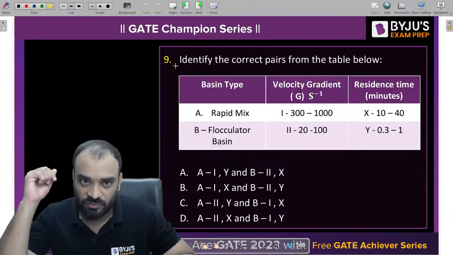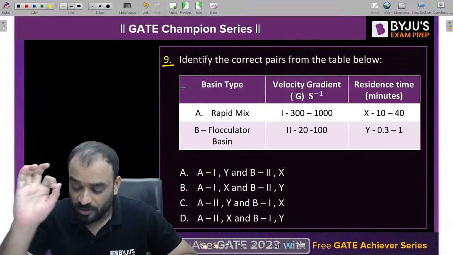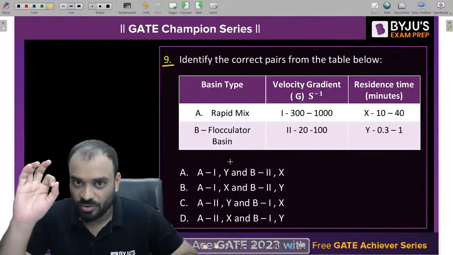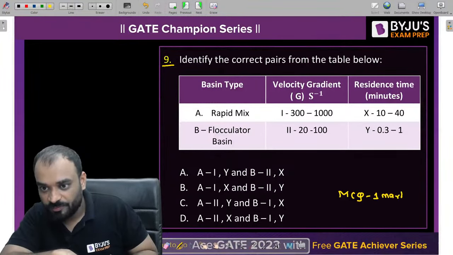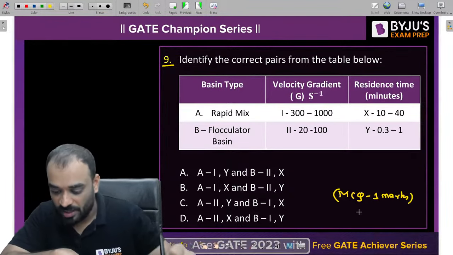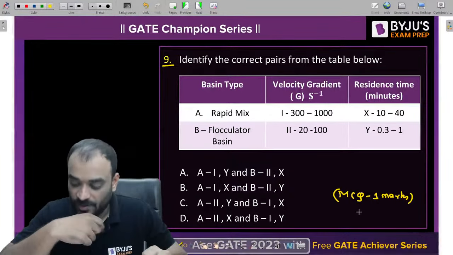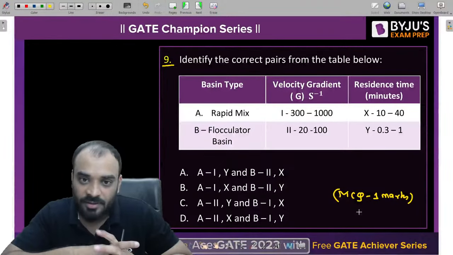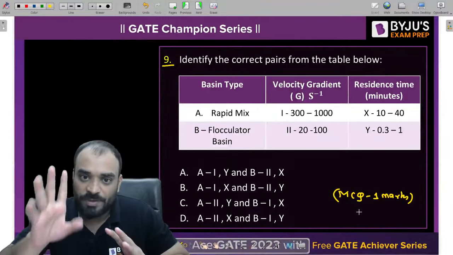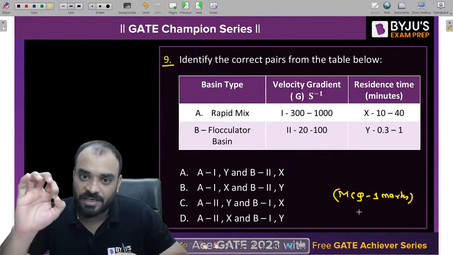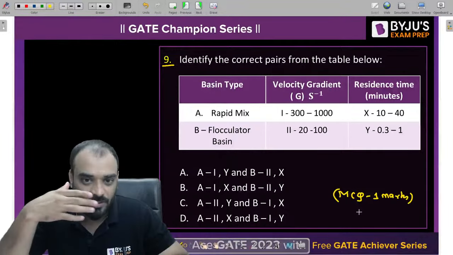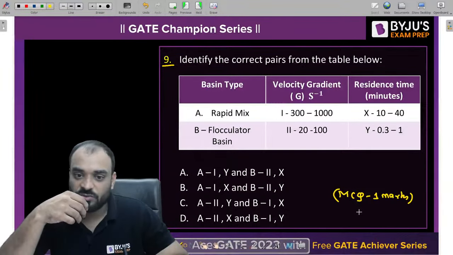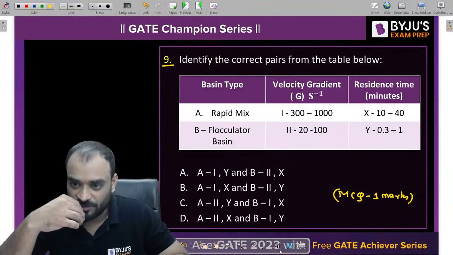Let's solve another question, which is question number 9 in front of you. Be careful while matching the option. This is an MCQ type question which is for 1 mark. Tell me the answer. You just need to compare. There are two basins over here. One is a rapid mixing basin and the second is a flocculator basin. One is the flocculation process and the first one is your coagulation process. You need to tell me guys which one of the following is the correct answer over here.